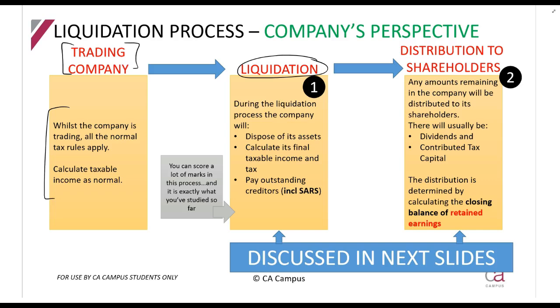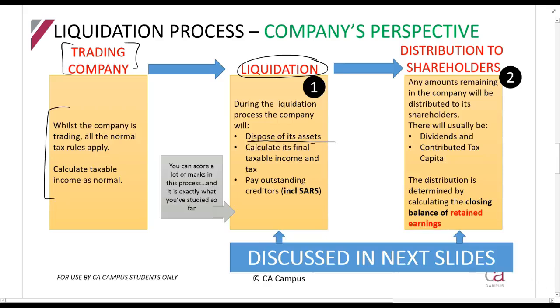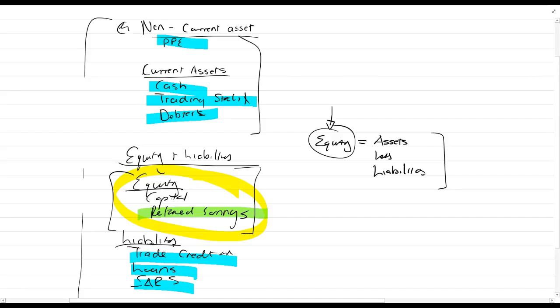Now, when a company is being liquidated, this is what I already discussed. Please make sure now of the following. You will dispose of all of your assets. I said here, you'll sell all of these assets. Now, when you sell those assets, a liquidation doesn't change the rules. When you sell an asset, there's still recoupments and capital gains. When you sell your trading stock, there's still gross income. All of those normal rules apply. So when you dispose of your assets, you will still calculate normal taxable income and tax. That tax that you calculate when you now sell it will form this liability over here. So it forms part of your liabilities.